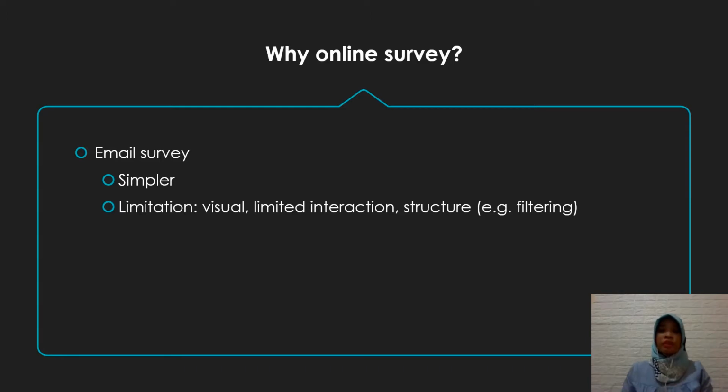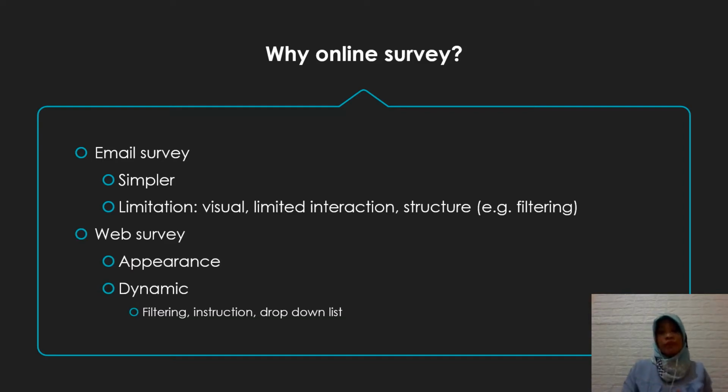And then for the structure, by using email survey, we will have limitations in setting up the structure, for example, for the filtering, or skip questions. All the participants will be able to see all the questions, even if they are not eligible. So for example, if you are only targeting a specific group, like, are you a student of the Faculty of Psychology, Universitas Gadjah Mada? And if you're not, then you're not eligible. You cannot do that with the email survey, because they will all see the questions directly.